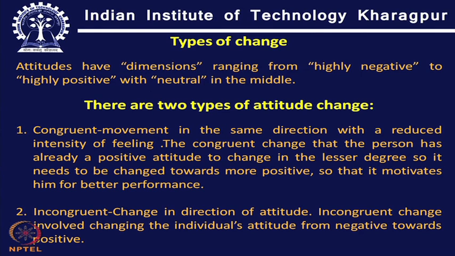Attitude change can be of two types: congruent change and incongruent change. In congruent change, you move in the same direction as the original attitude, for example from positive to more positive. The direction remains the same, and the degree becomes more intense or lesser, more positive or less negative. Incongruent change is a change in the direction of the attitude itself, from a negative attitude to a positive attitude, or from positive to negative.